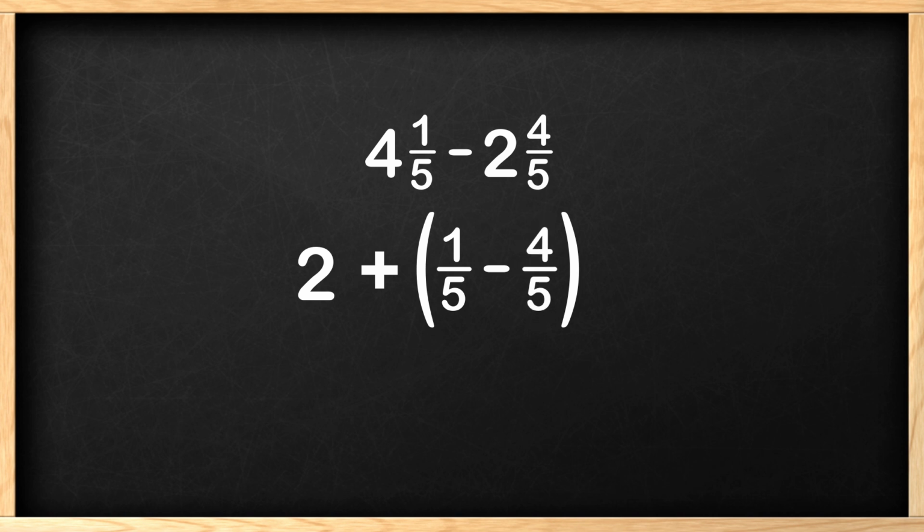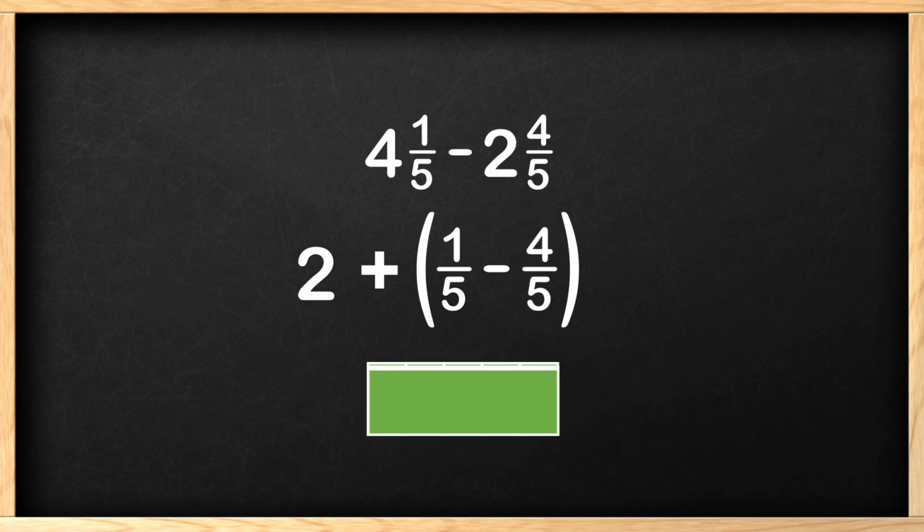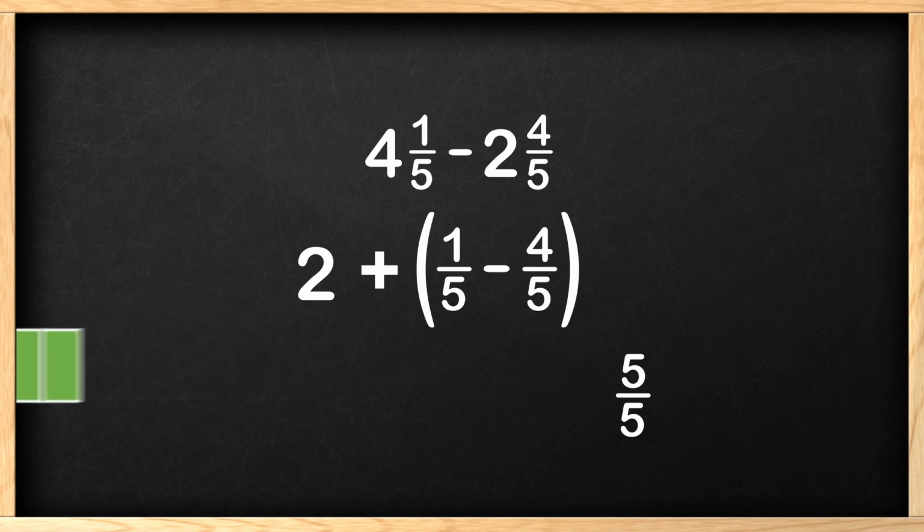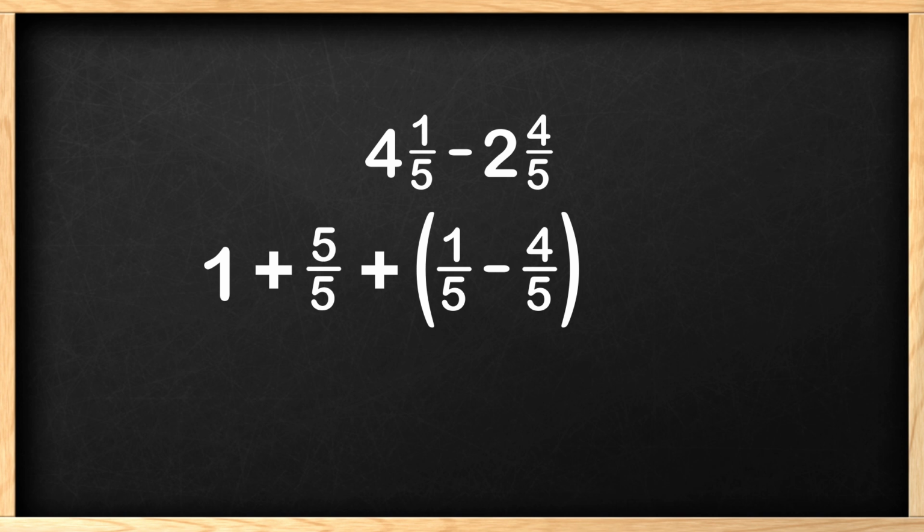Do you remember what we did with the rectangles? That's right, we turned one whole into 5/5, or 5 equally shaded parts. To write that by hand, we will split up the 2 into 1 plus 1. And then we will convert 1 into the fraction 5/5. Once we had the rectangle with 5 equal parts, then we subtracted 4/5 from that rectangle. So we want to show 5/5 minus 4/5.